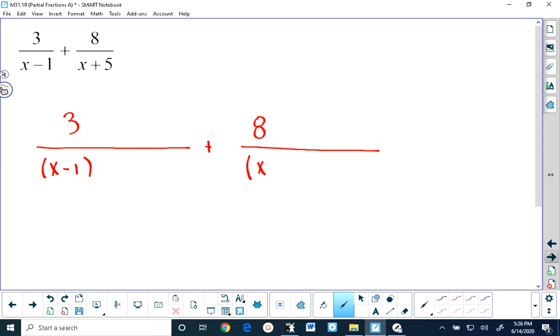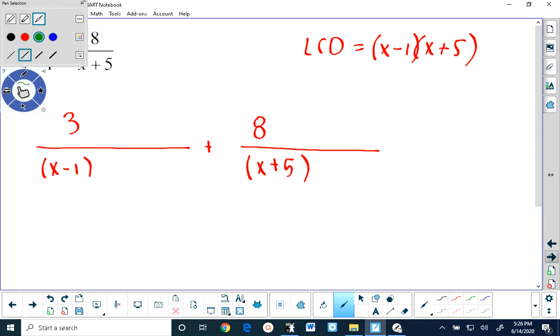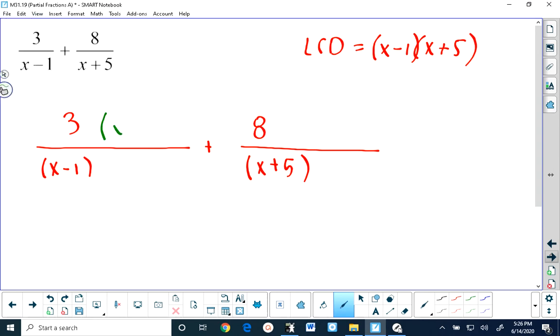Of course, when you add rational expressions, just like adding any other fractions, what you need to do is make use of a common denominator. And the least common denominator here would be the product of those two denominators, x − 1 and x + 5. So what we are going to have to do is multiply the numerator and denominator of the first rational expression by x + 5, and multiply the numerator and denominator of the second rational expression by x − 1.